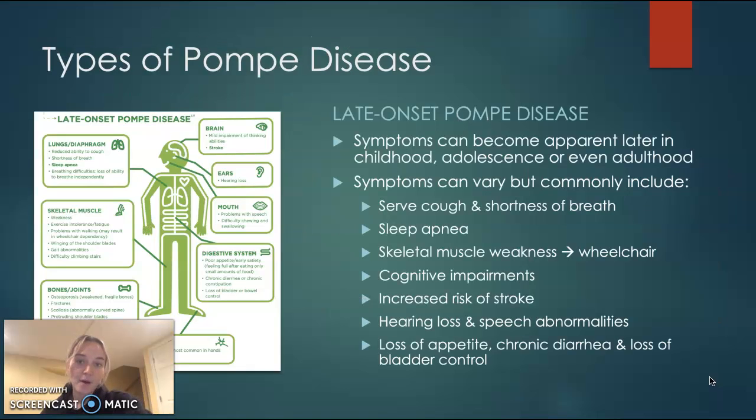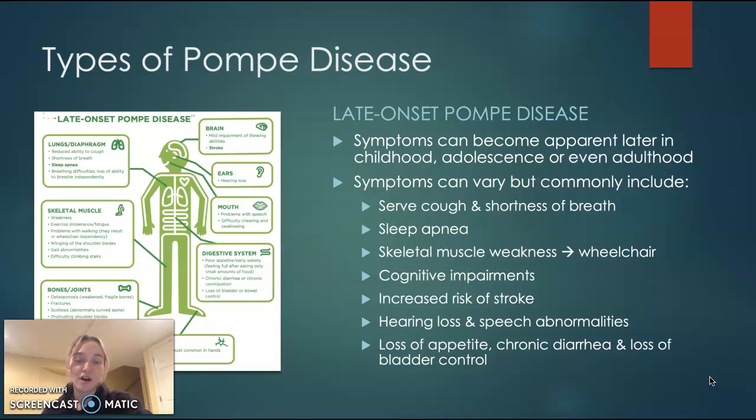The second type of Pompe disease is late onset Pompe disease. This is less common and typically less deadly, but the symptoms can still be really severe and cause death if not treated properly. So the symptoms of late onset Pompe disease can arise at many different times. Some patients experience it later in childhood, others in adolescence, and some people even into adulthood. Some of the symptoms overlap.